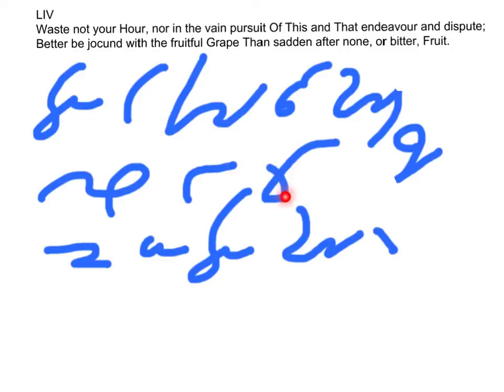S-A blend D-N. A-F-T, leave off the R. N-U-N, I wrote it N-U-N instead of N-O-N. O-R. B-E-T-R, bitter, better, they're exactly the same. F-R-U-T and period.